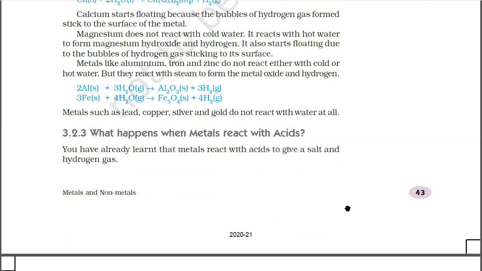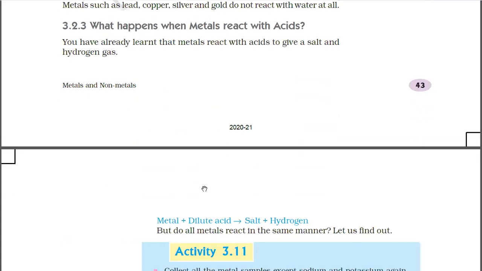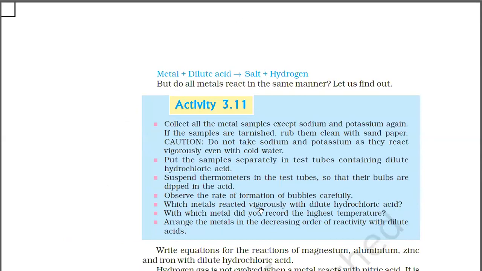What happens when metals react with acids? You have already learned that metals react with acids to give a salt and hydrogen gas. Metal plus dilute acid gives salt plus hydrogen. But do all metals react in the same manner? Let us find out. Activity 3.11.